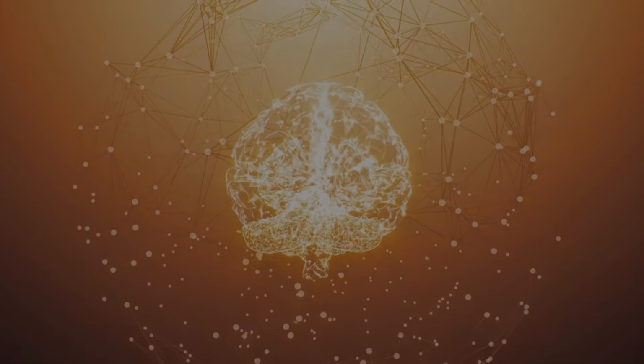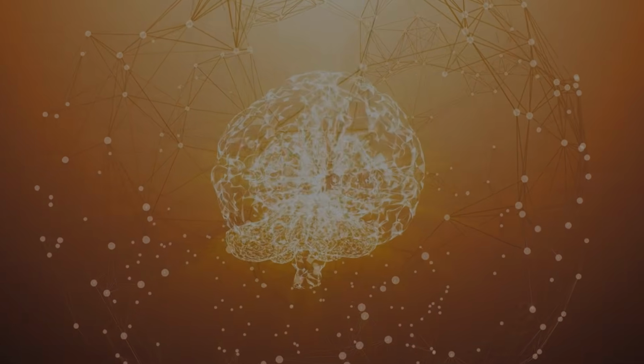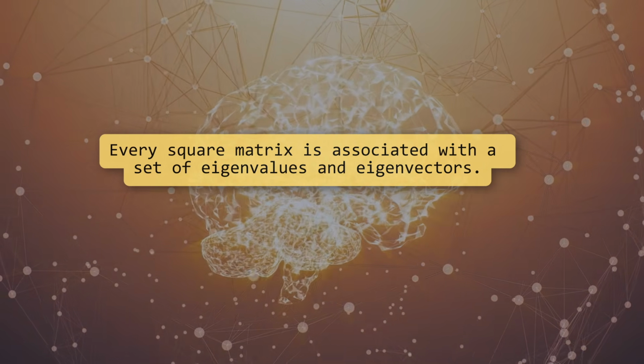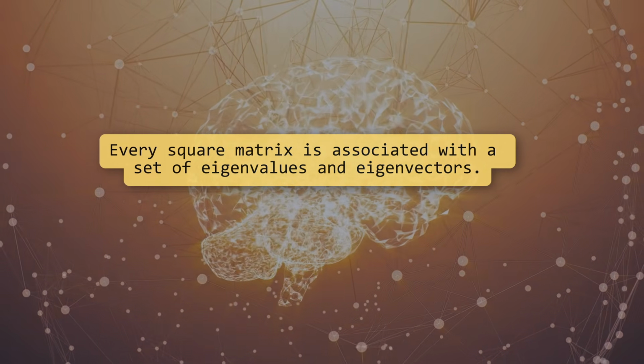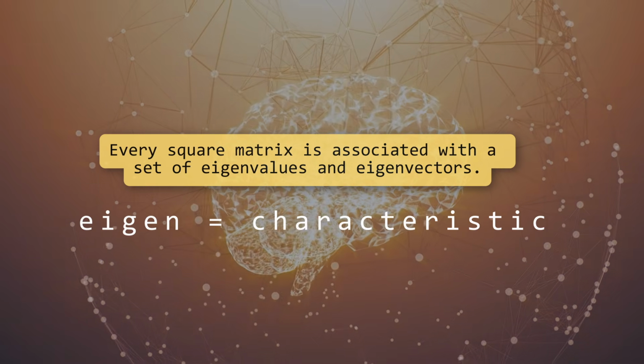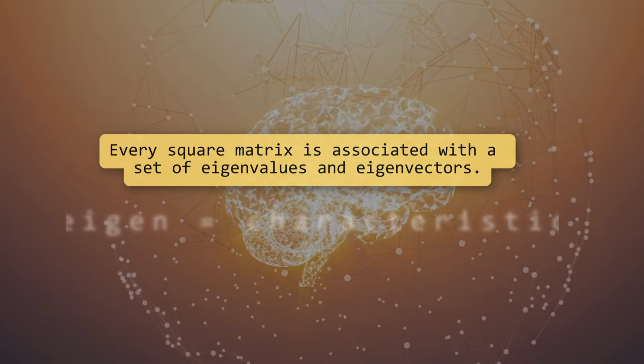Brace yourself. Eigenknowledge incoming. Every square matrix has a set of eigenvalues and corresponding eigenvectors. The term eigen comes from German, meaning characteristic, an apt description of their mathematical role.